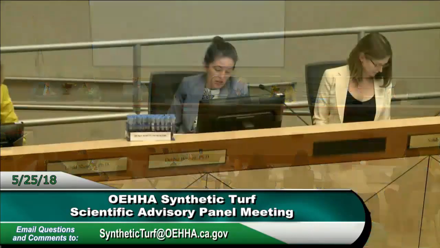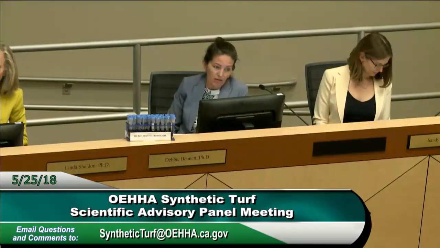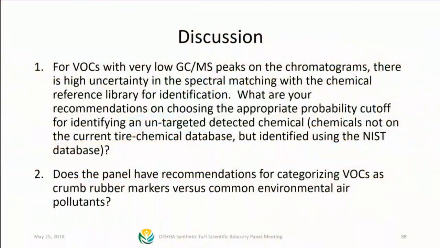And then my thought on number two is, again, those ones that were in that orange vertical box, look to see how often those same chemicals were popping up on various fields. Because if you're consistently getting them in that vertical orange box, then that seems to me that would definitely be a crumb rubber marker. Okay. Ed?